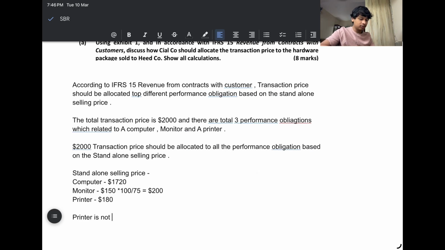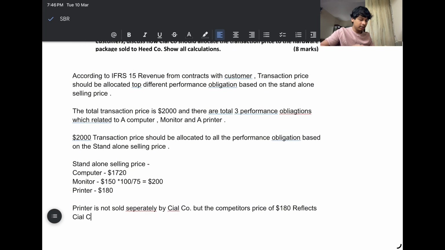The printer is not sold separately by CL company, but the competitor's price of $180 reflects CL company's cost and margins, so this can be used as the standalone selling price.